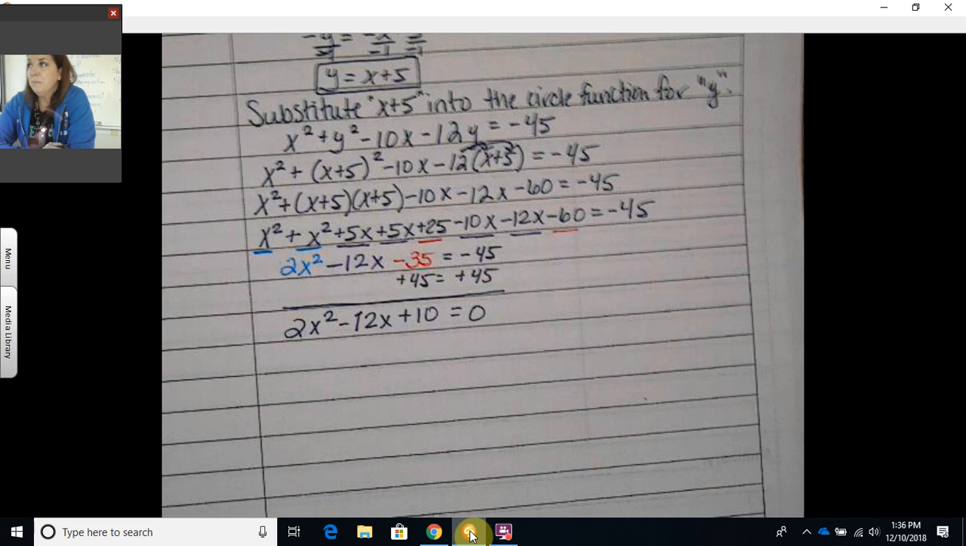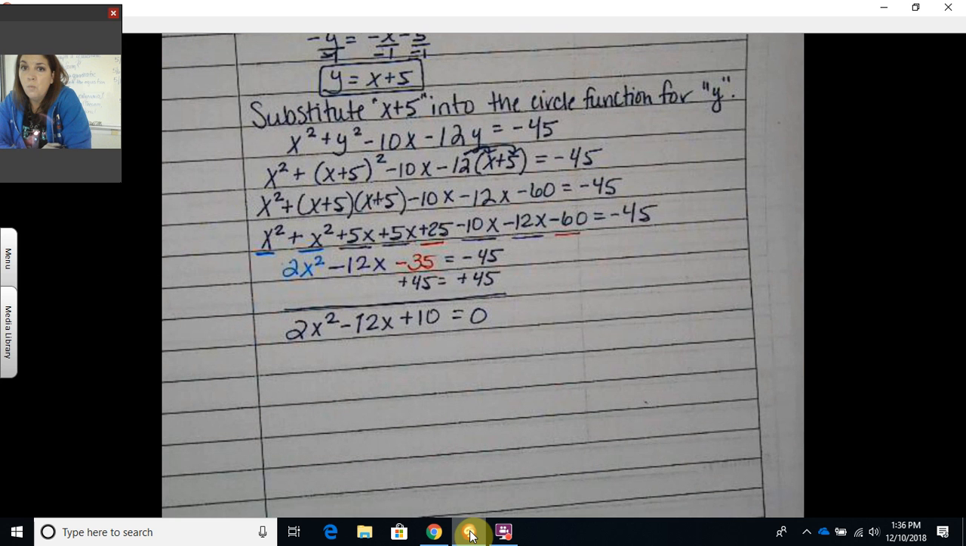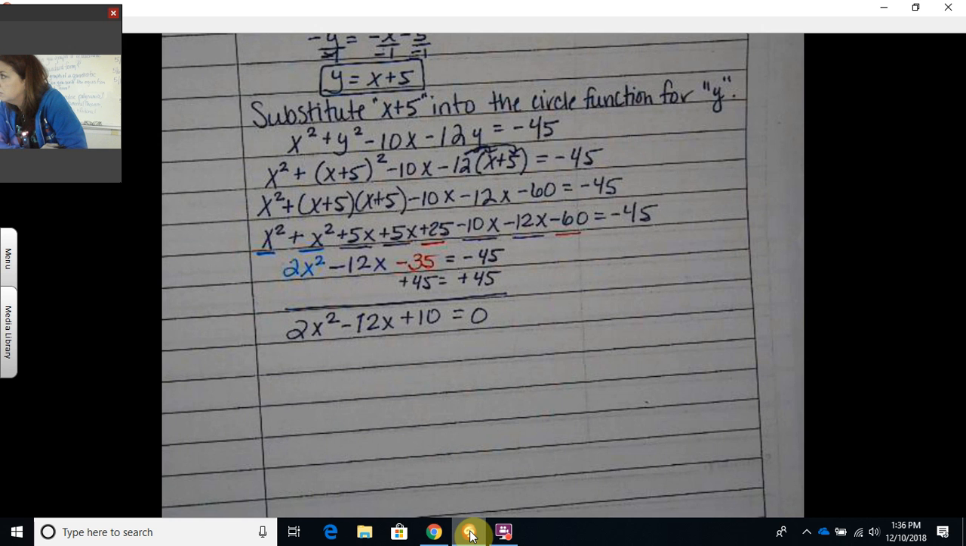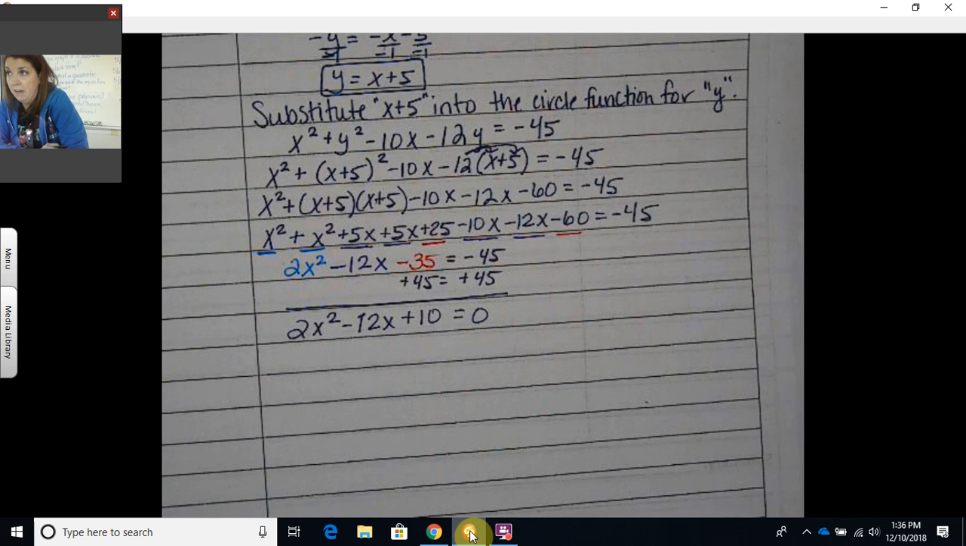Now I'm trying to solve the system. I want to know when the line and the circle intersect, so that's going to be ordered pairs on a graph, right? So I need to solve for x. Well, notice I just created a quadratic equation. Do we know how to solve a quadratic equation? Yeah, we do. We know we can factor it a lot of the times, not always. We can solve using the quadratic formula every time. We can solve using completing the square every time, right?